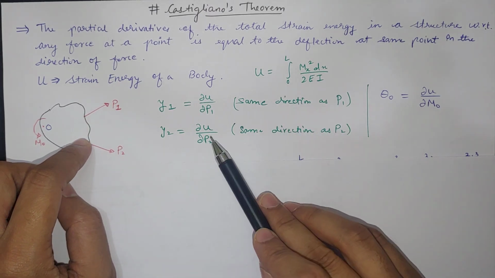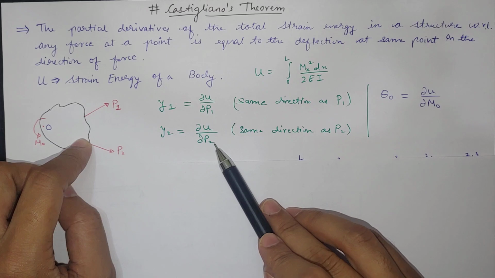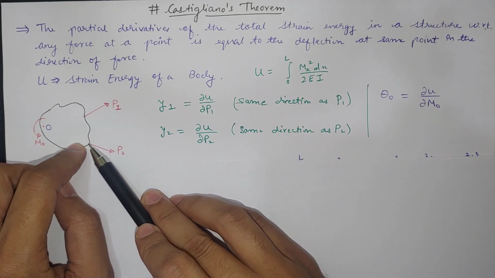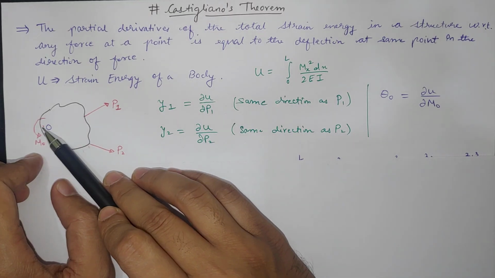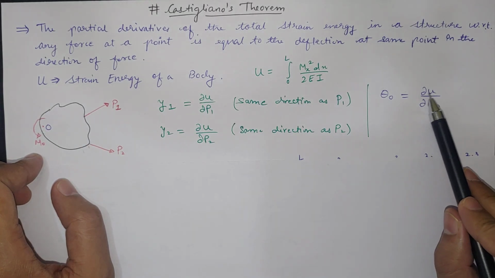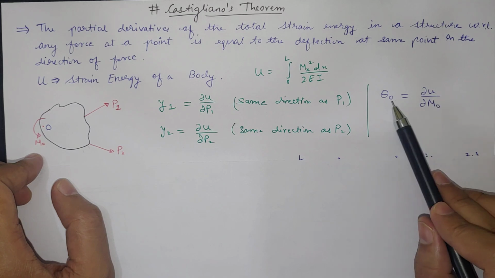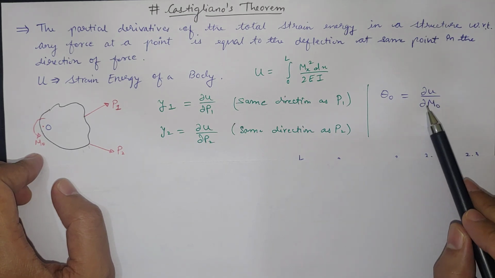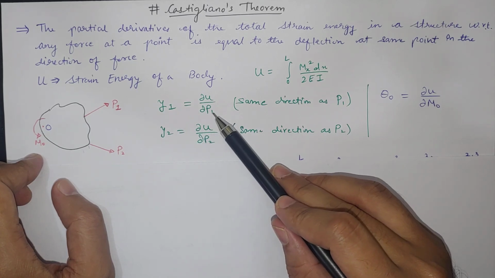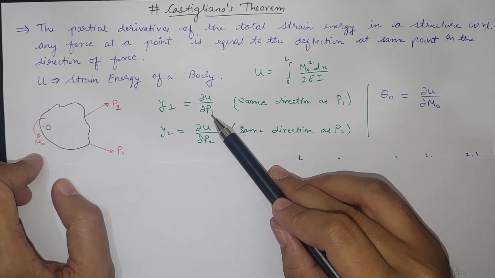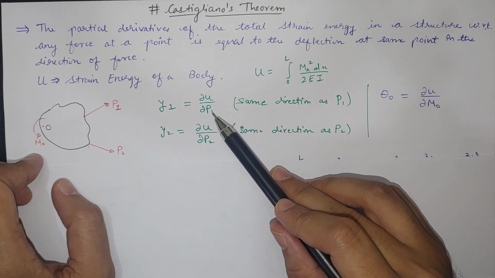At point 2, if we differentiate ∂U/∂P2, we get the deflection at point 2 in the same direction as P2. And if you want to calculate the slope at point O, then we have to use ∂U/∂M0. So the moment will give the slope at the same point where the moment is applied, and the deflection we get by differentiating with respect to the force at the same point where the force is applied.